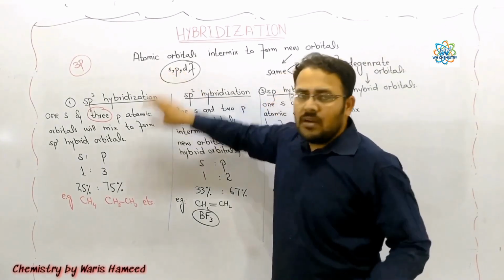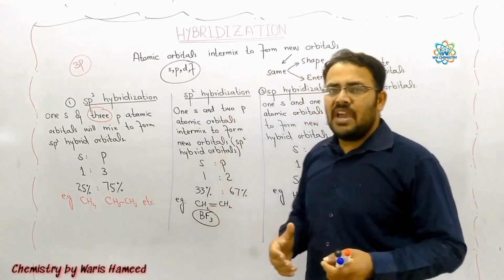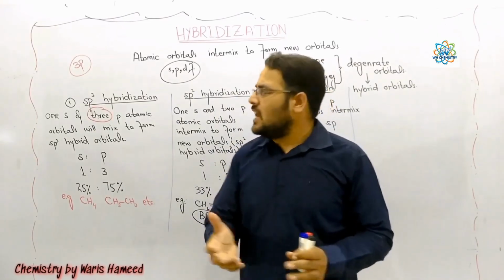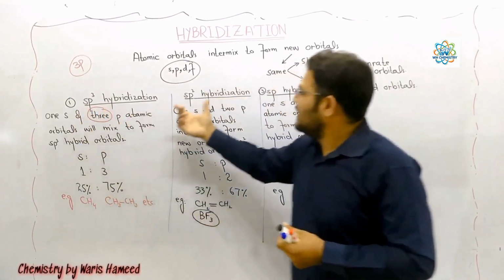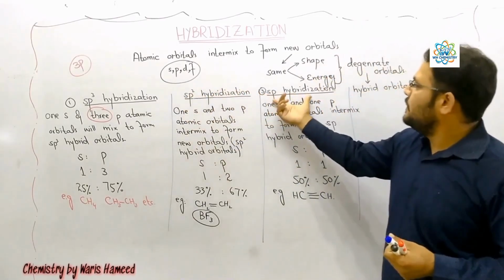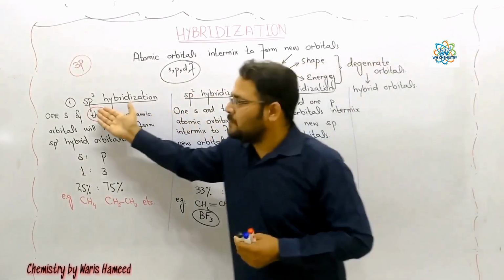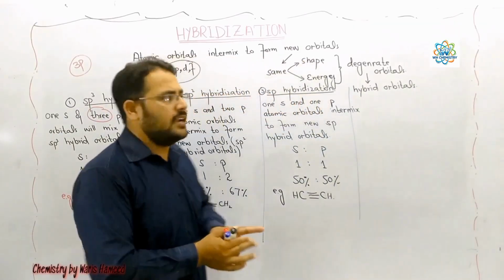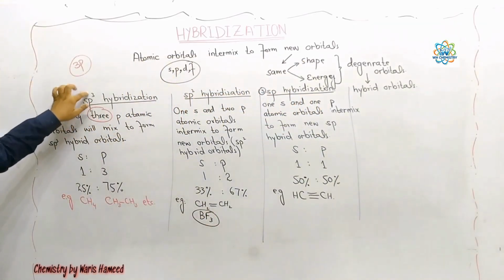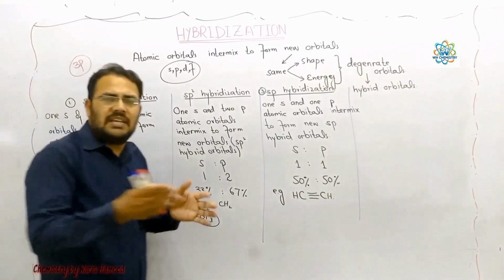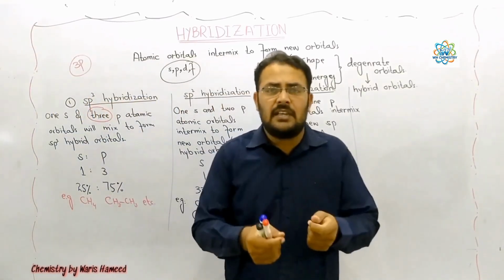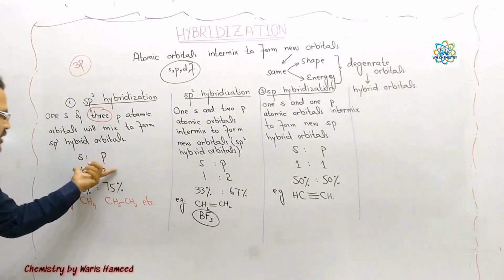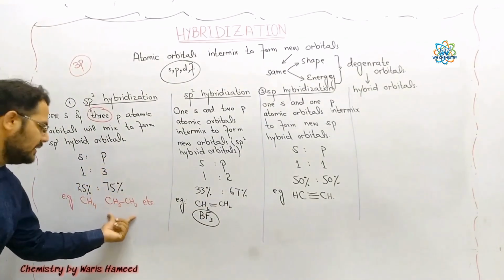According to the atomic orbitals, hybridization may have different types, but we are now focusing on three basic types. First is sp3, second is sp2, and third is sp hybridization. In sp3 hybridization, 1s and 3p atomic orbitals take part in mixing, forming sp3 hybrid orbitals. Then I have written about their ratios, percentages and examples.